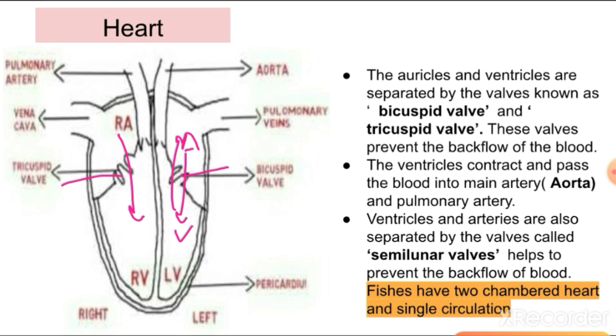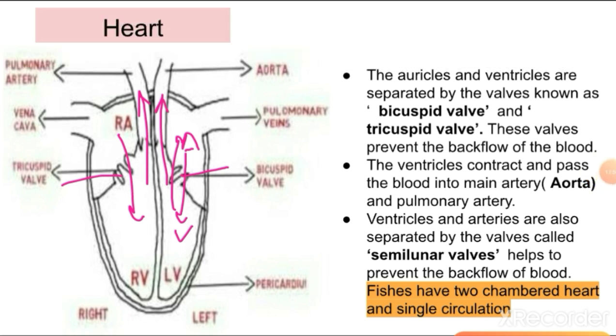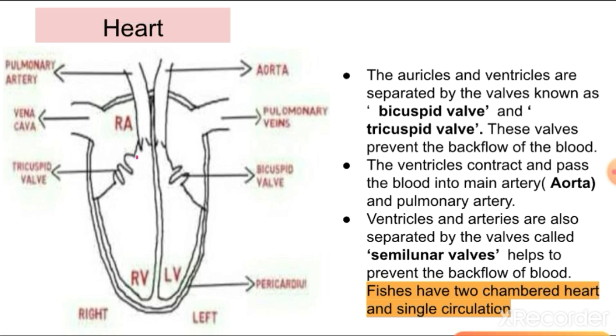Now when the ventricles contract, the blood enters these arteries. These are arteries, and in the arteries we also have valves. These valves are known as semilunar valves. What these valves do is prevent the backflow of blood.